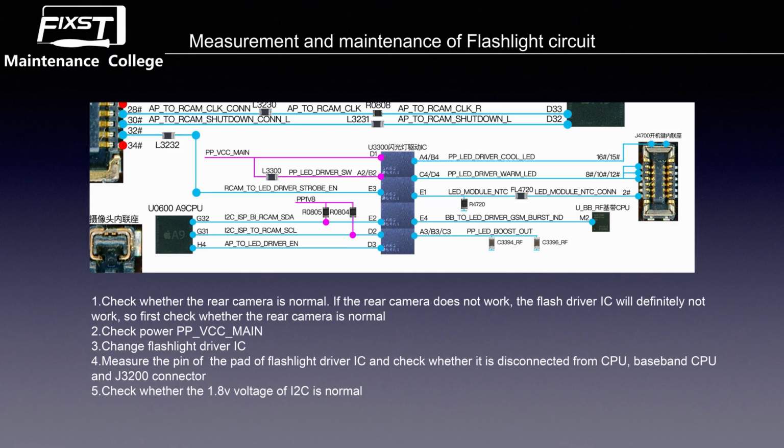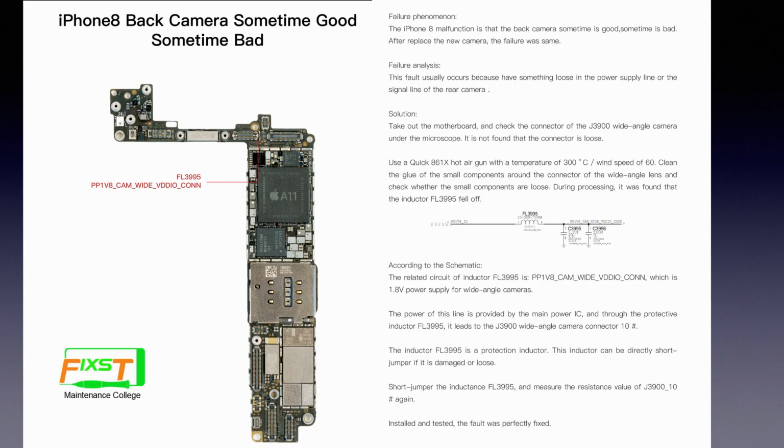Okay, now we're going to talk about some cases, meaning what we should do if you meet a camera problem. This is the first case, an iPhone 8. The back camera is sometimes good, sometimes bad. As we know, if a function is sometimes good, sometimes bad, some component must be loose in the power line or the signal line.